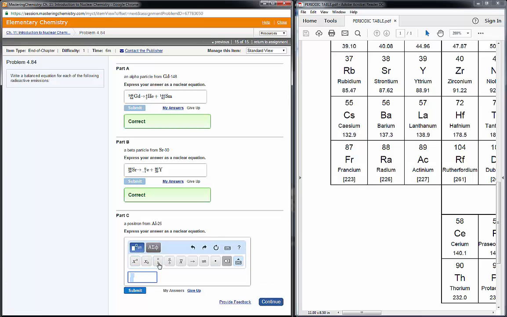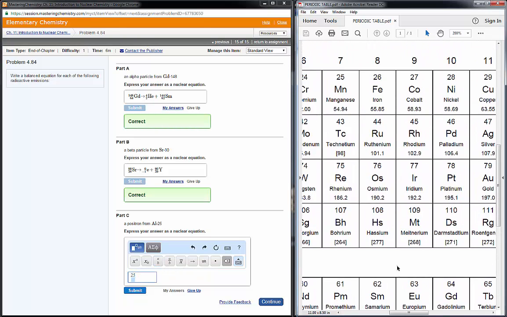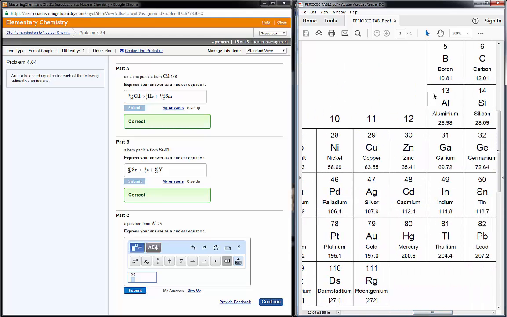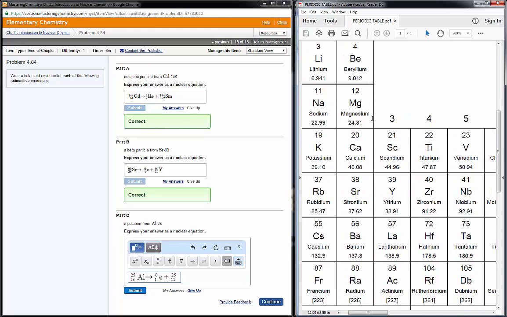And finally, a positron from Al 25. I've got a mass of 25, and aluminum is, by definition, up here. Where are you? There you are, element number 13. Positron has a mass of 0, charge of +1, and a little e, because it is the antiparticle to the electron. And 25 equals 0 plus 25. 13 equals 1 plus 12. And element number 12 was magnesium.